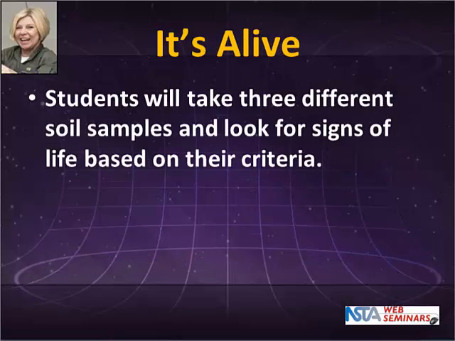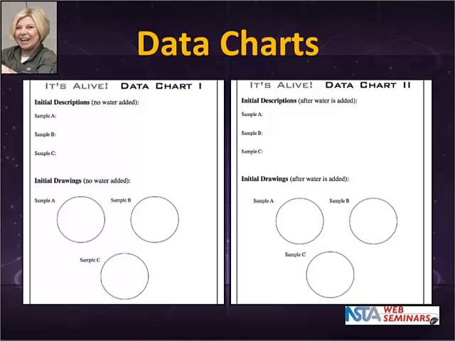What the students are going to do is take 3 different soil samples, and they're going to look for signs of life based on the criteria that you came up with earlier. Again, you can come up with your own criteria. You can make it as easy or as difficult as you want, but that depends on your age group. We have 2 data charts available in the Educator's Guide, and I will give you the website for the Educator's Guide before the end of the lesson today too, so you'll actually have that.